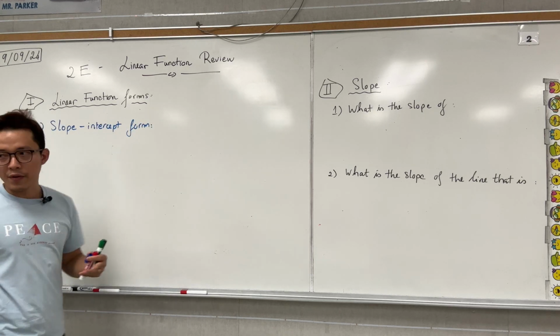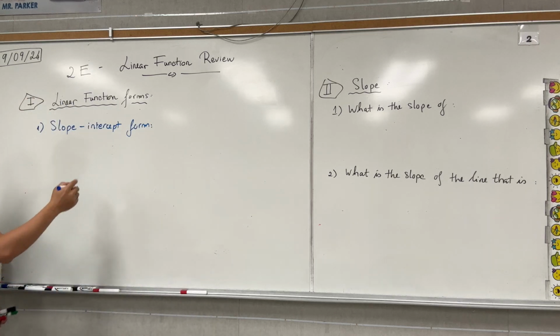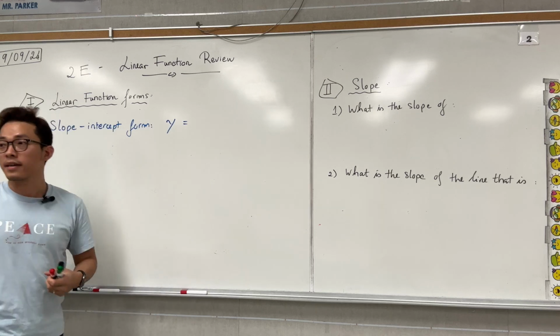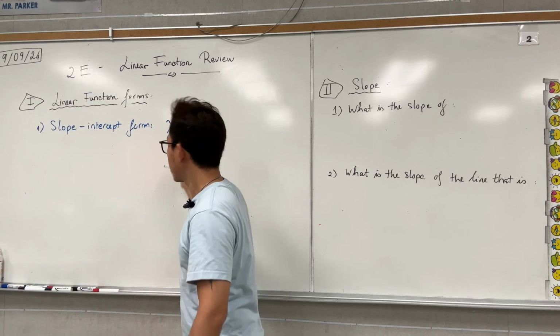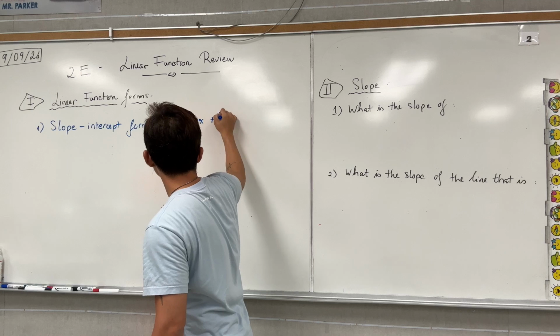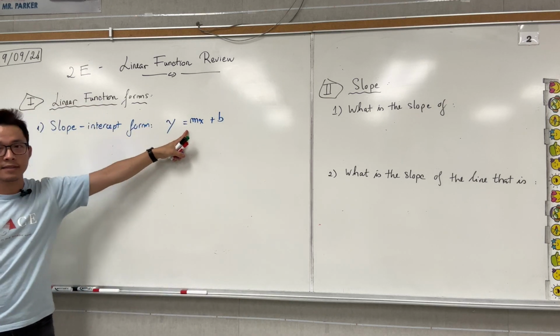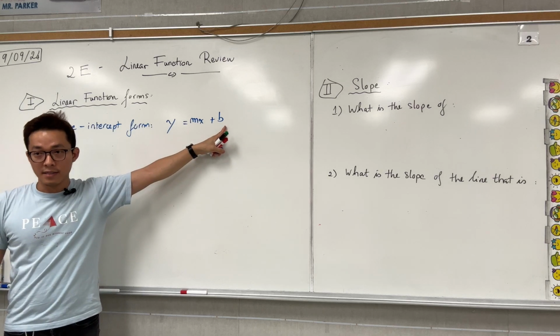If you want to summarize and review, I think you should write a note. It's going to help you summarize and organize your thoughts. So y equals what? Mx plus b. Very good. What is m? Slope. b is the y-intercept.